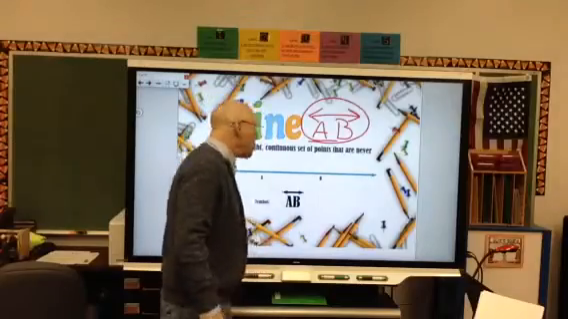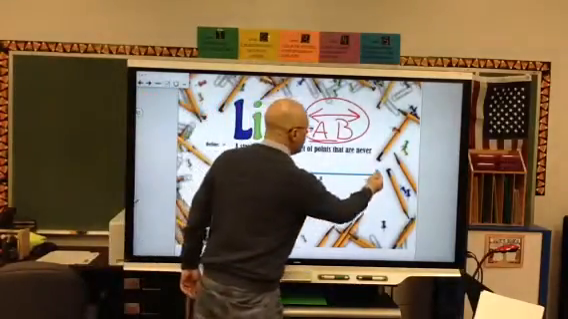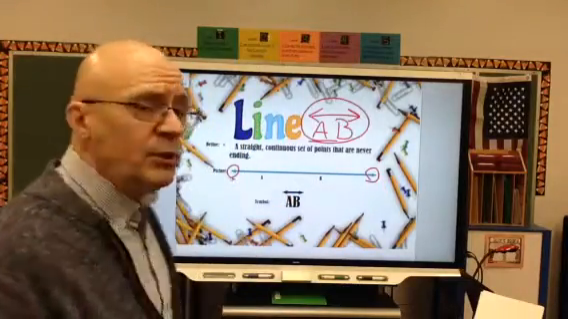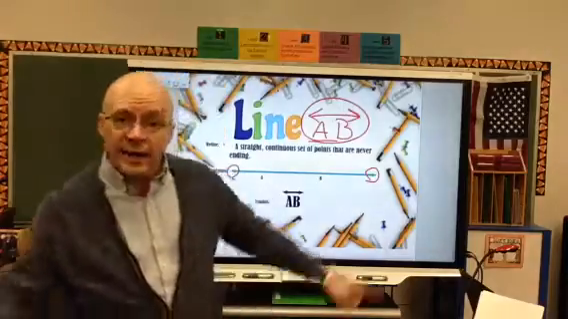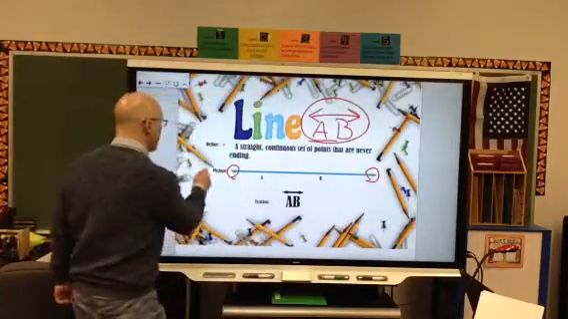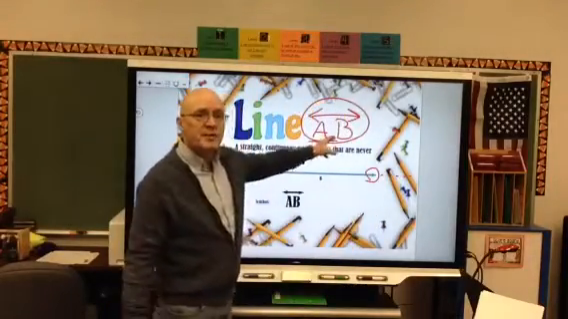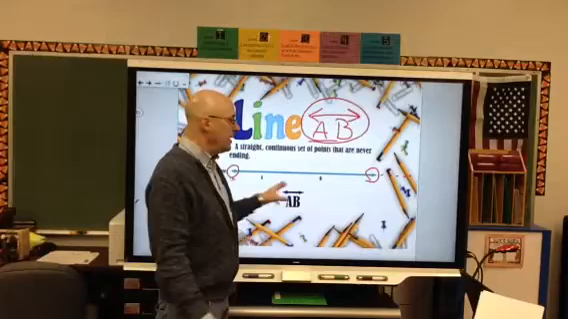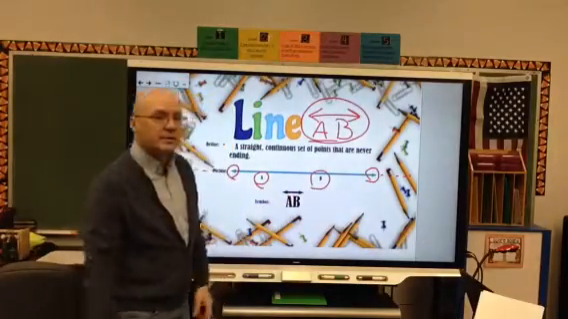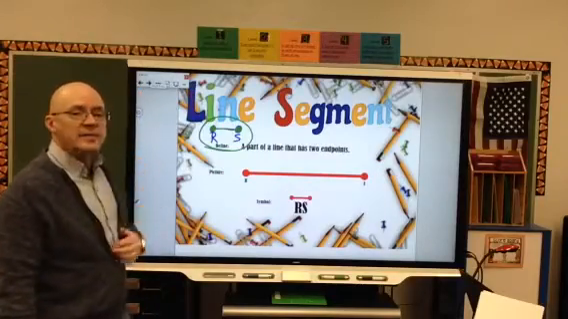Remember, a line has two arrows on each side, no points, no dots on the line, and the line continues forever in opposite directions. We've talked about this already, right? This side of the line continues out to here forever, right? And you would draw this like this. It's the line AB. It's labeled with letters. And we talked about a line segment.